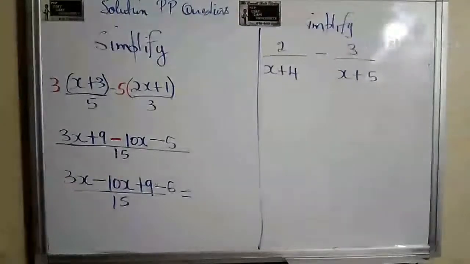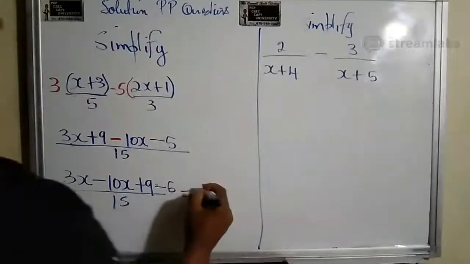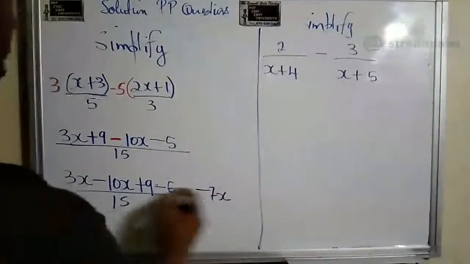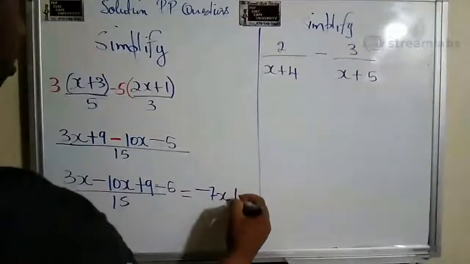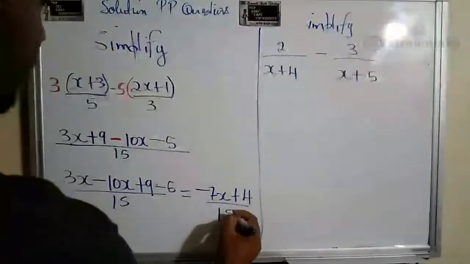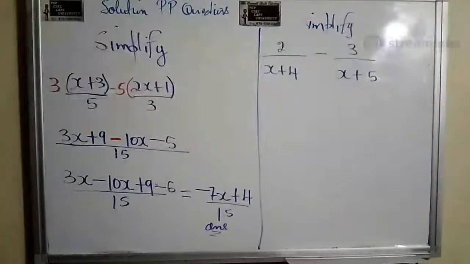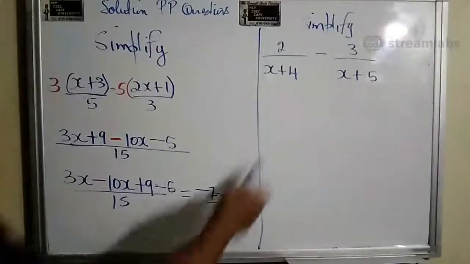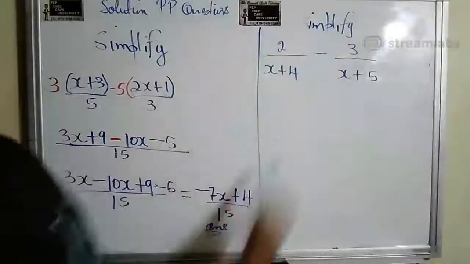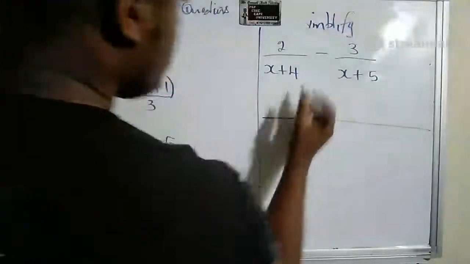And we can just finish now. Remember, we can only add and subtract like terms. So 3x minus 10x gives us negative 7x, and 9 minus 5 gives us 4. Negative 7x plus 4 upon 15, and that will be our answer. Let us explore this one. Now, how are we going to find the LCM? If you're on the channel, you should know.